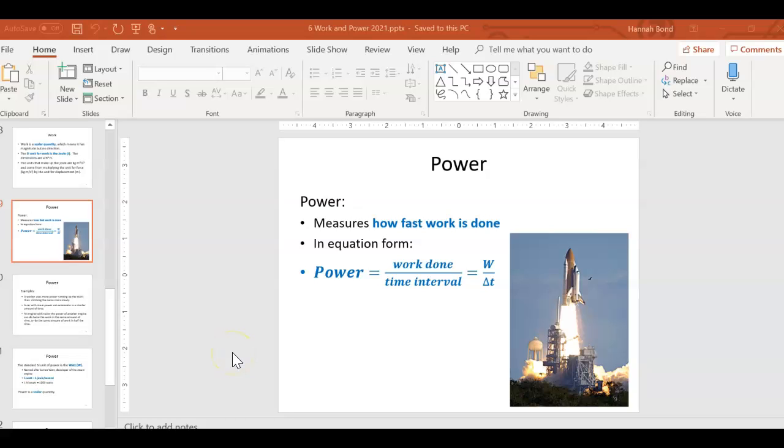This webcast discusses power. Power is the rate of doing work. It measures how fast work is done. So in equation form, power equals the amount of work that's been done divided by the amount of time that it took to do that work. In other words, it equals the work divided by delta T.